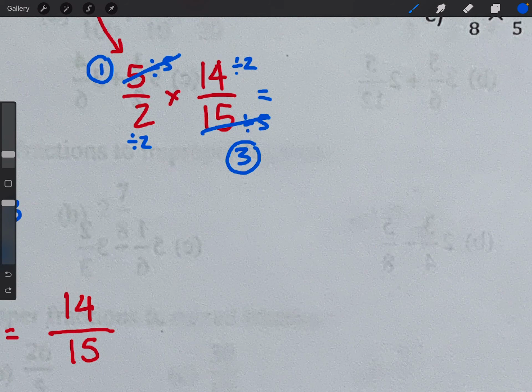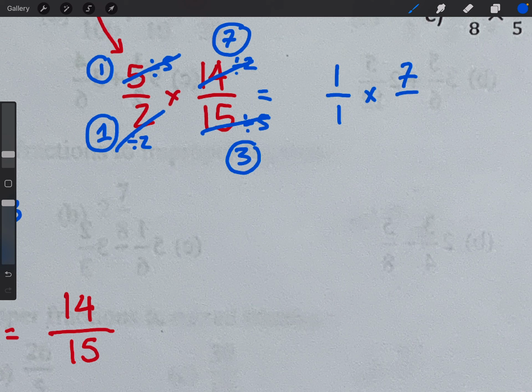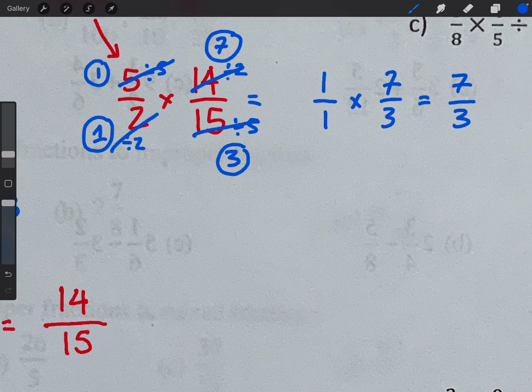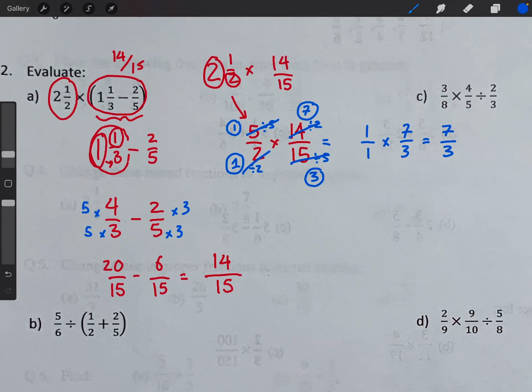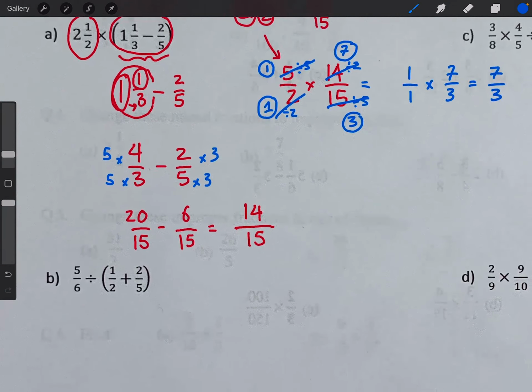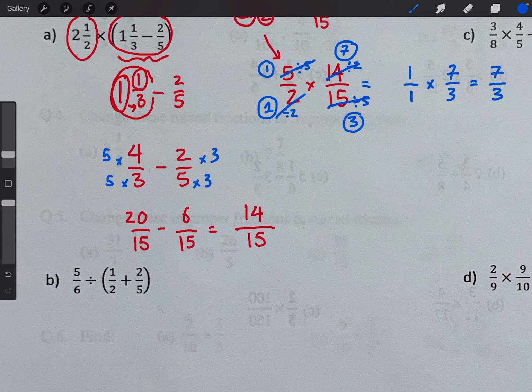So let's have a look here. 14 divided by 2, so that becomes 7. And 2 divided by 2, that just becomes 1. So now your new answer is 1 over 1 times 7 over 3. And the answer is just 7 over 3. 1 times 7 is 7, 1 times 3 is 3. And there's your answer. Done. 7 over 3. Okay.